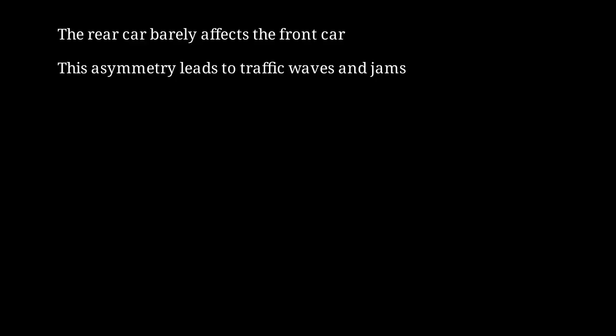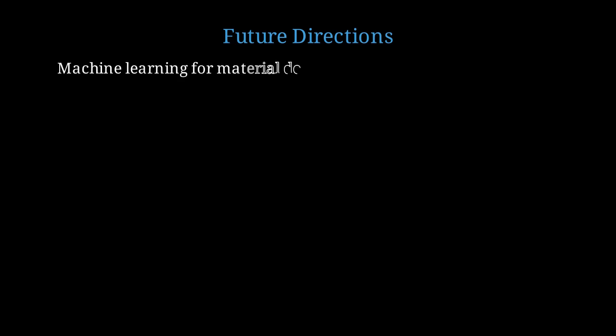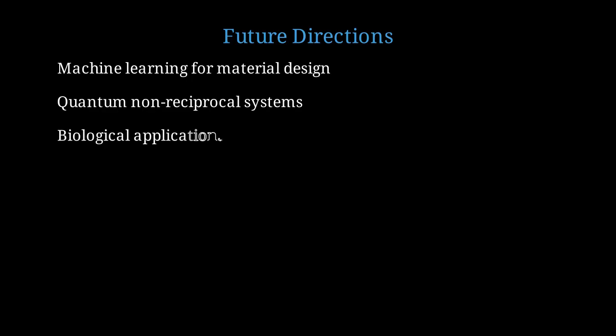Let me conclude by discussing exciting future directions in this field. Researchers are using machine learning to design optimal, non-reciprocal interaction patterns for specific functions like targeted delivery or shape morphing. There's growing interest in quantum systems with non-reciprocal interactions, which could enable directional quantum information processing and protected quantum transport. Understanding non-reciprocal forces in biological systems could shed light on tissue morphogenesis, wound healing, and collective cell migration.